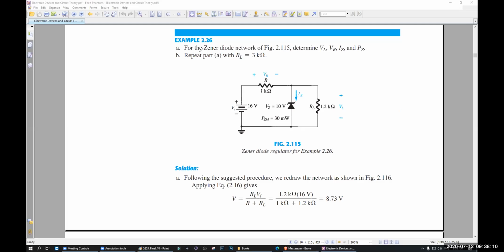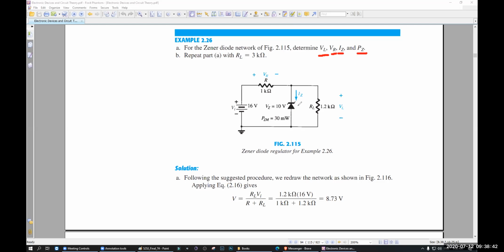Here they said, for a Zener diode in the network, determine VL, VR, IZ, and PZ. So VI is 16, R is equal to 1, RL is equal to 1.2. Here VL is not given, VR is not given, and IZ is indicated, and you have to find out PZ. Okay, let's find out.